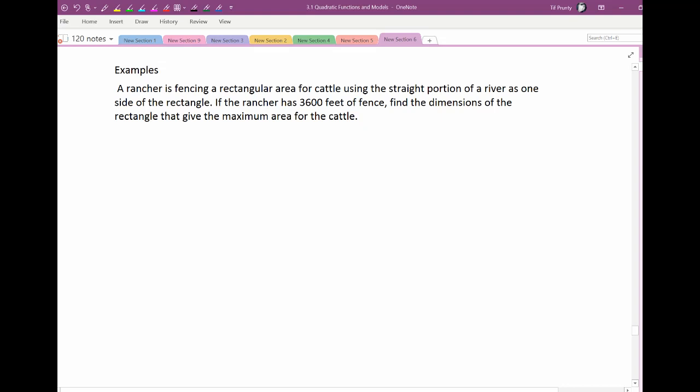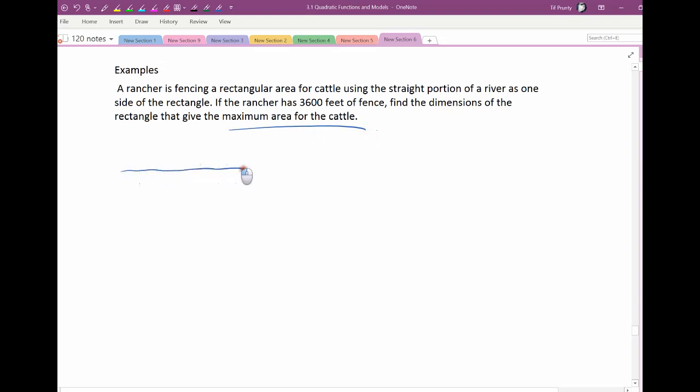So I've got a rancher that wants to fence a rectangular area for cattle. He's going to use a part of the river as a boundary, as one side, where the cattle can go drink and they're not going to cross the river. Suppose it's a big river and the cows won't try to cross it because it's too big. The rancher has 3,600 feet of fence to use, and he wants to find the dimensions he needs to make his rectangle. What does he need to make the width of the rectangle and the height of the rectangle in order to have the biggest possible area, the maximum possible area for his cattle?